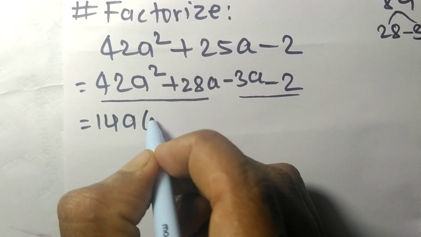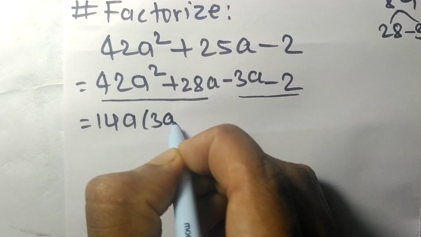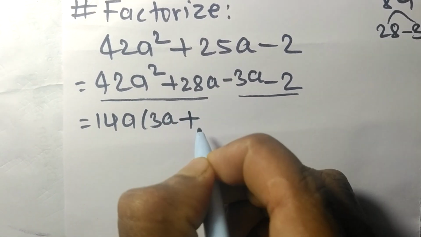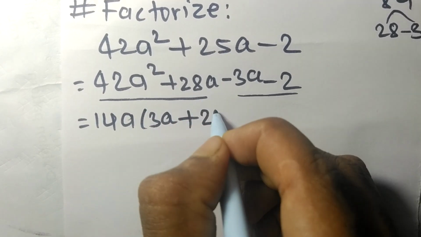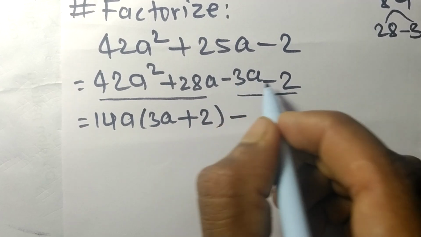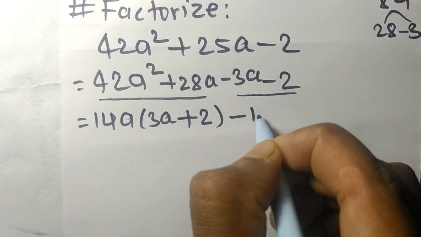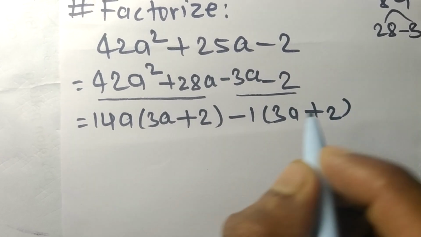So remaining, 14 times 3 means 42, a² one came, one remaining, plus 14 times 2 means 28 and a already came. And here common minus, and nothing common means it is 1. So remaining here 3a + 2.